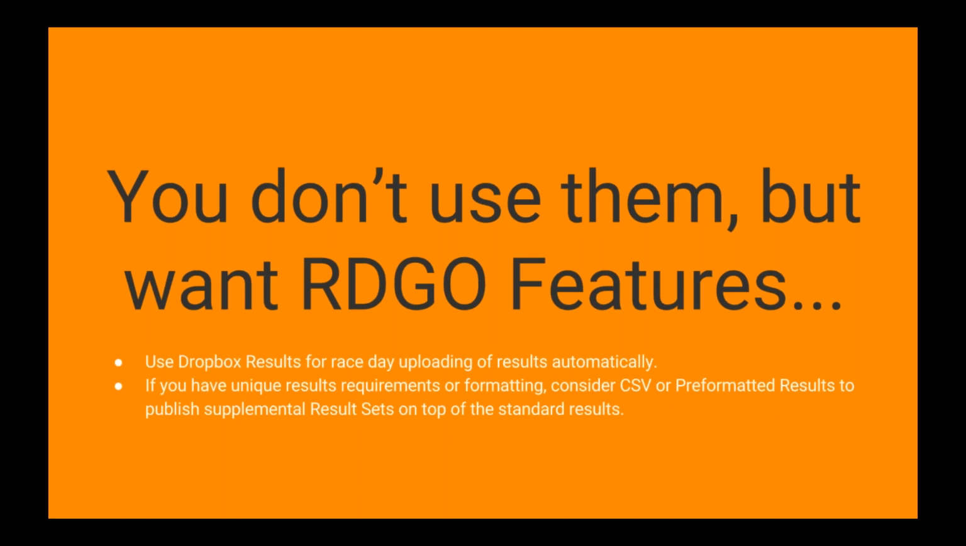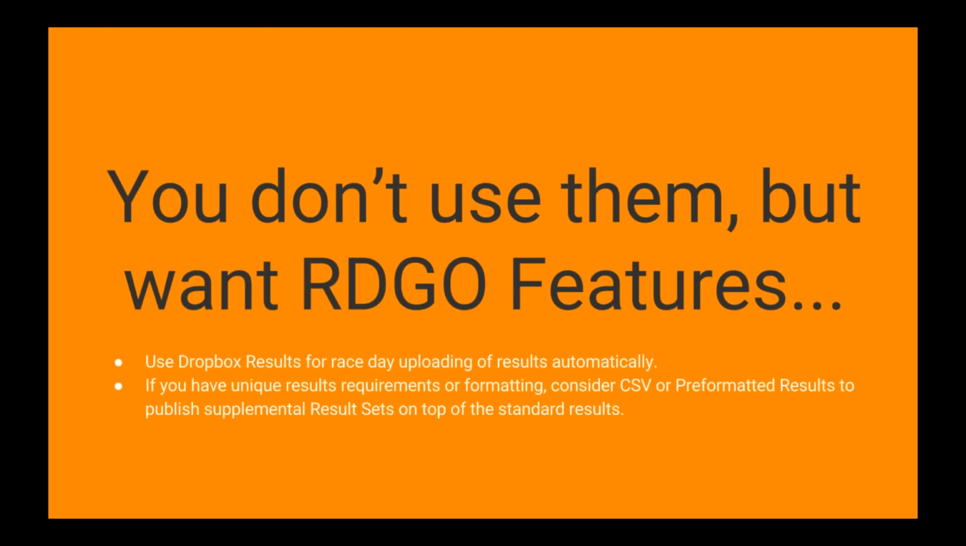So let's say you don't use those scoring software, but you want the RDGo features. I'd use Dropbox results for RaceDay uploading the results automatically. That's going to be the fastest, cleanest way to get all of the RaceDay Go features wrapped up. Now, if you have unique results requirements or formatting, again, consider the CSV. That's going to be the one that you want to do in order to use the RaceDay Go features.